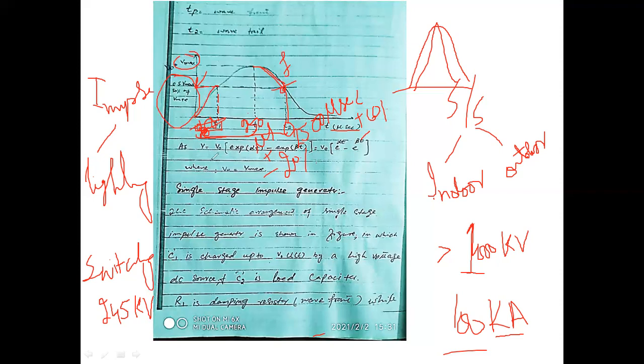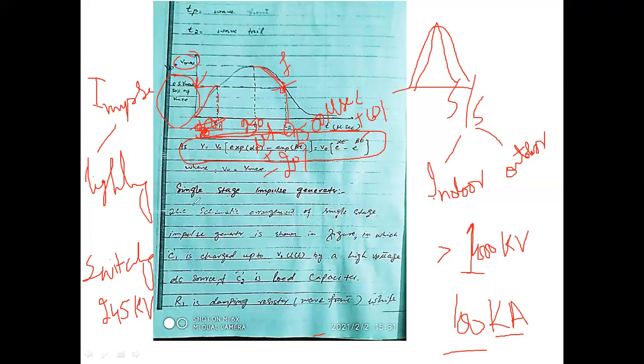Okay, this is the equation for the impulse wave. V is equal to V naught times (exponential alpha t minus exponential beta t). Alpha and beta are constants. Okay, we will study it in the upcoming slides. We can write it in this format: e raised to the power alpha t minus e raised to the power beta t, where V naught is equal to V maximum, the peak value.